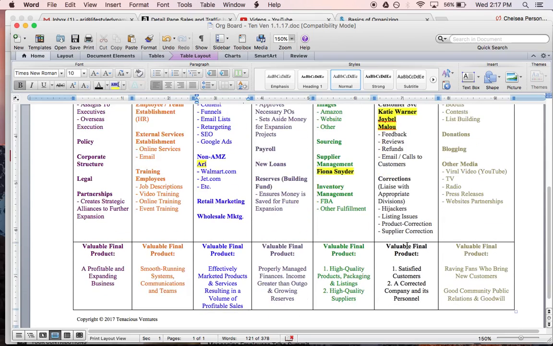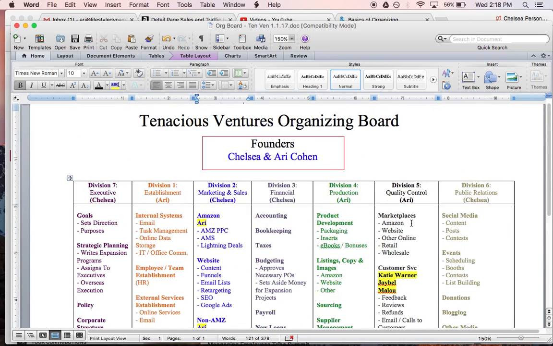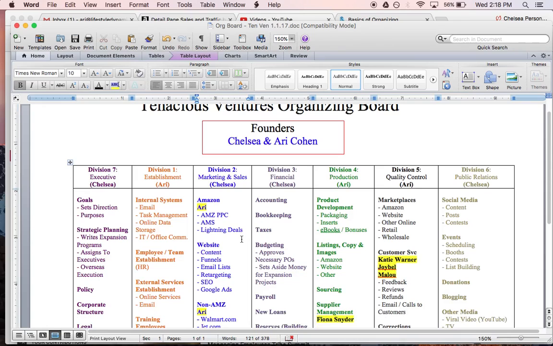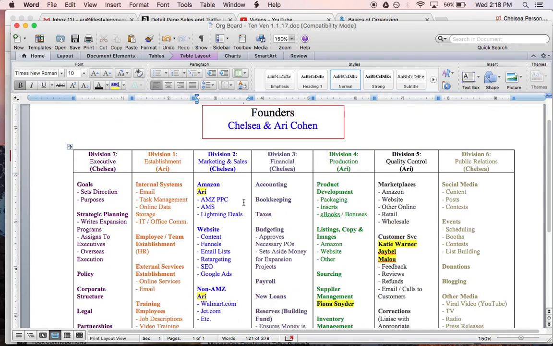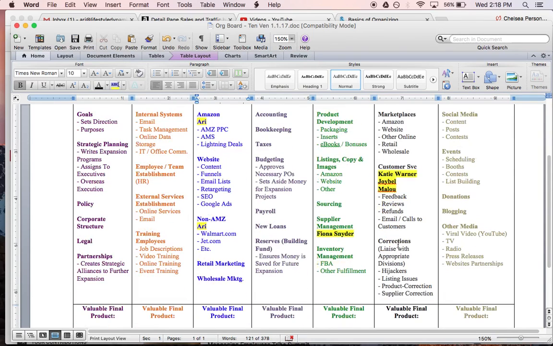Let's look at the valuable final product, VFP, for quality control. Satisfied customers and a corrected company and its personnel. So these guys are responsible for correcting any part of the organization that is not operating at 100% perfection, including the people themselves. There's a term called cramming, it's like a military term, I guess, when a person is trained over here in Division 1, but they screw up and forget how to do their job, or maybe they didn't understand correctly how to do their job, these guys go and correct them, the corrections team.